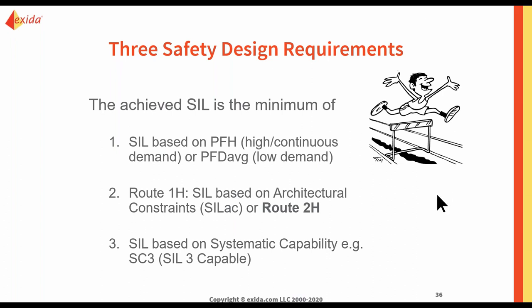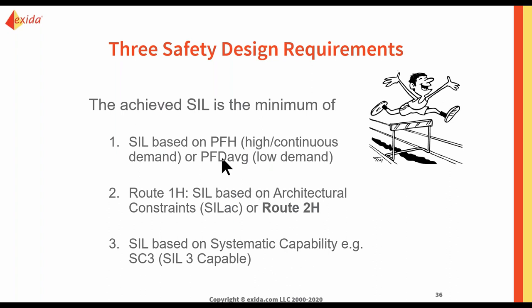The first additional one that you need to look at would be the architectural constraint. It can be route 1H or route 2H, but we mainly look at route 2H because we work in the process industries. And the architectural constraint is related to the hardware fault tolerance, which is related to the voting, to the architecture of the sensors and also the final elements. And the second additional pillar that you need to look at is the systematic capability.